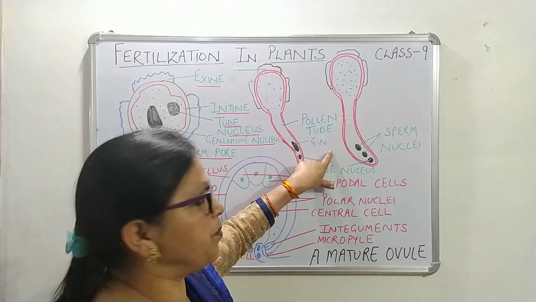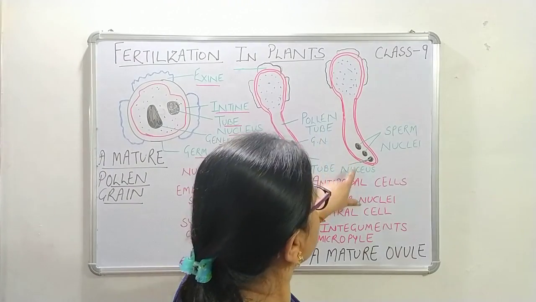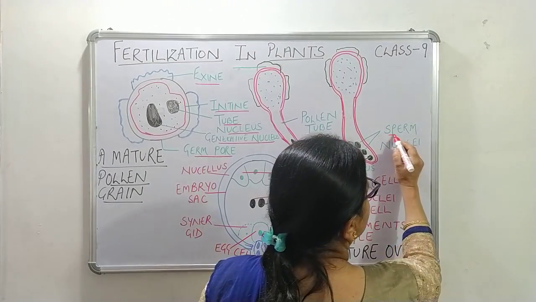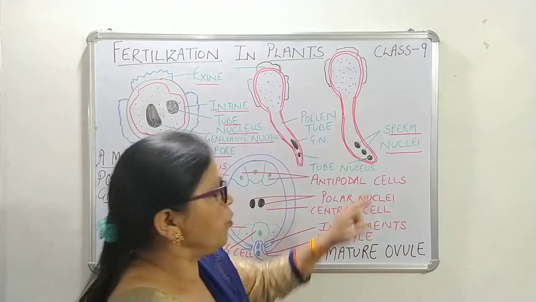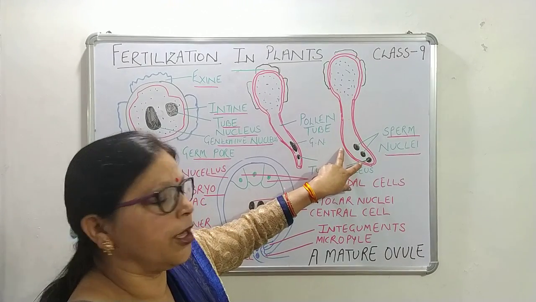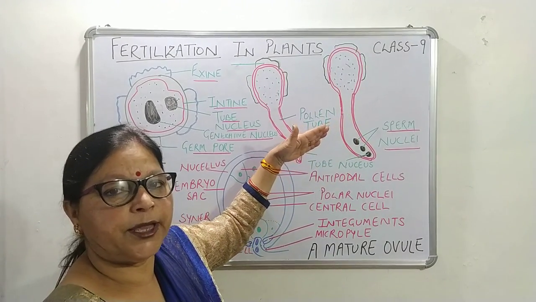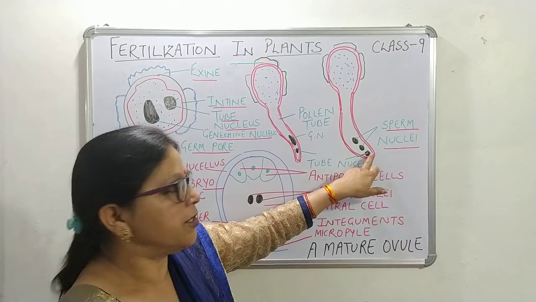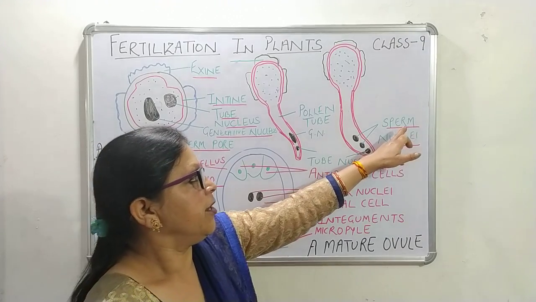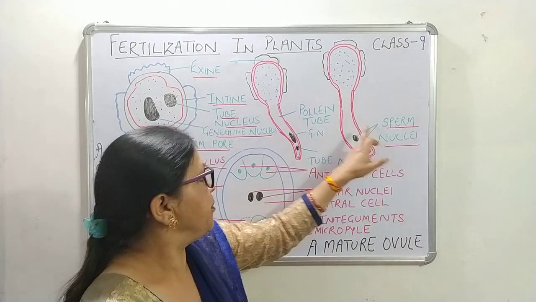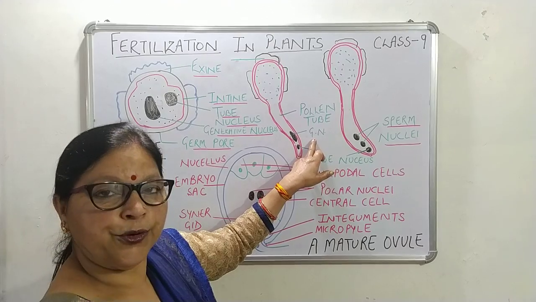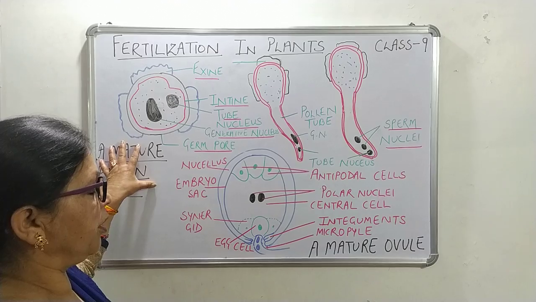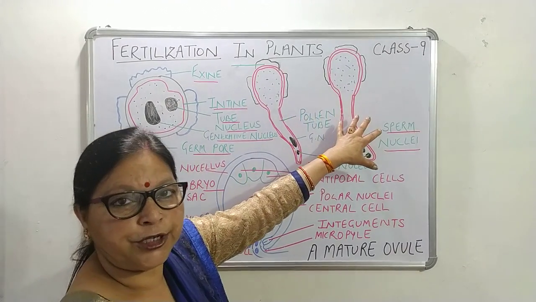Next, what changes take place in the pollen tube? The generative nucleus again divides into two, forming two sperm nuclei. So now in the pollen tube, there are three nuclei in all. They are not separated by any wall. Towards the tip is the tube nucleus and behind it are two sperm nuclei which have been formed by the generative nucleus. So this is all about the structure of a mature pollen grain and germination of the pollen tube.